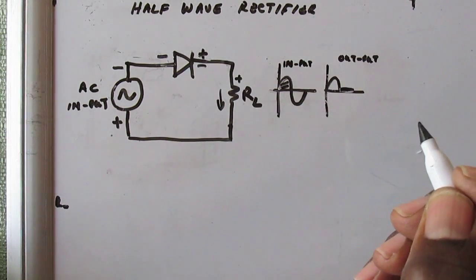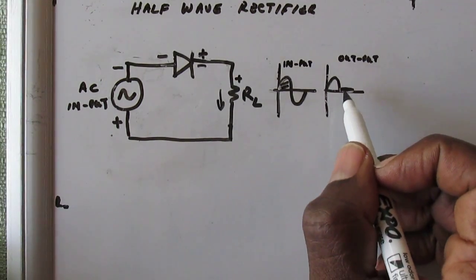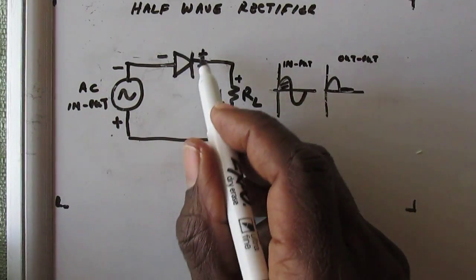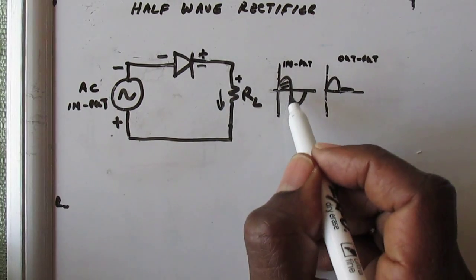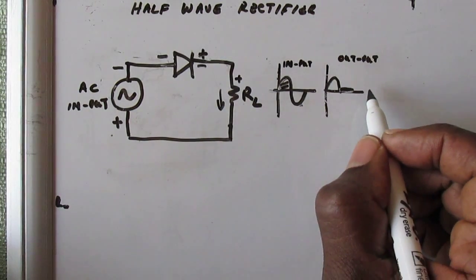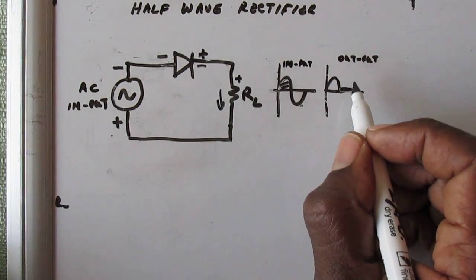like that. So, recapping, during the first half cycle, the diode is forward biased and you get a positive output waveform. During the negative half cycle, the diode is reverse biased and there's no output. So the result is that you get a half-wave rectified output.